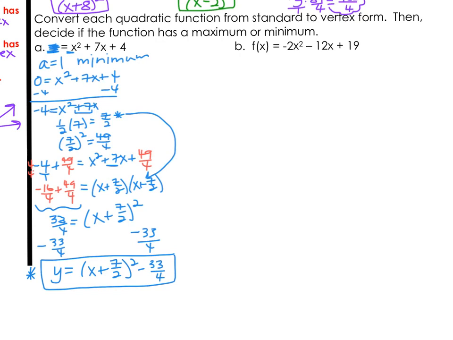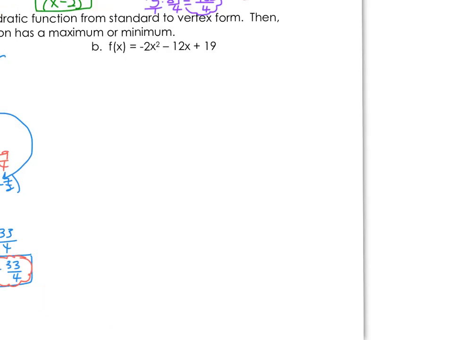Remember the second part though, it says determine if this has a maximum or a minimum. Well, up above, we already said it was a minimum. So I'm going to write minimum at, and then the nice thing about this is the answer is always just the y coordinate of the vertex. So the minimum is simply at negative 33 fourths. And that's the second part to our answer.